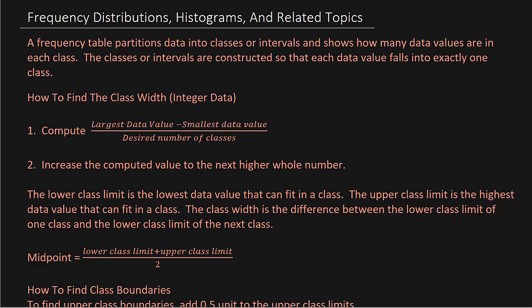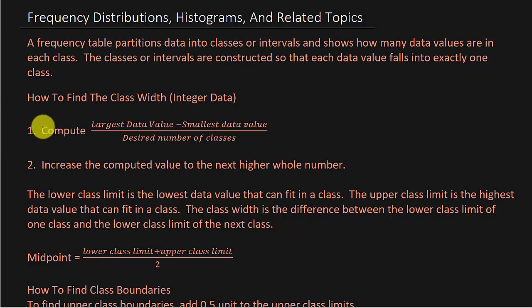All right, so a frequency table partitions data into classes or intervals and shows how many data values are in each class. The classes or intervals are constructed so that each data value falls into exactly one class. Now, as I read through this stuff, you may not know what I'm talking about, but when we get into the examples, I'll explain each of these by using the example so you'll understand it better.